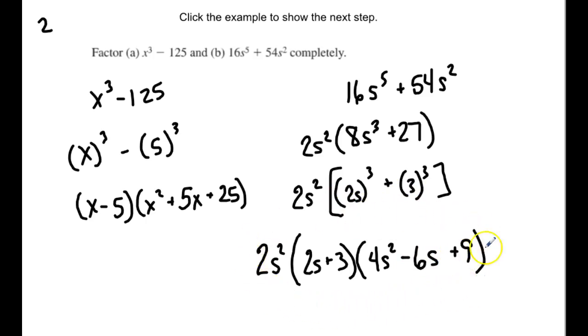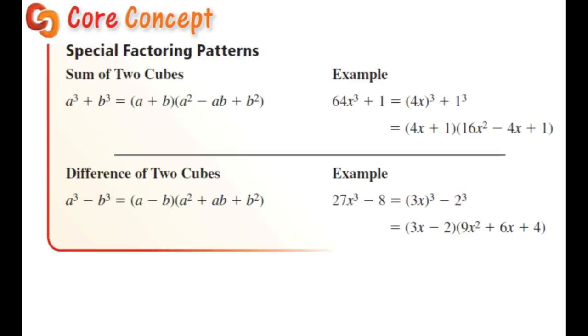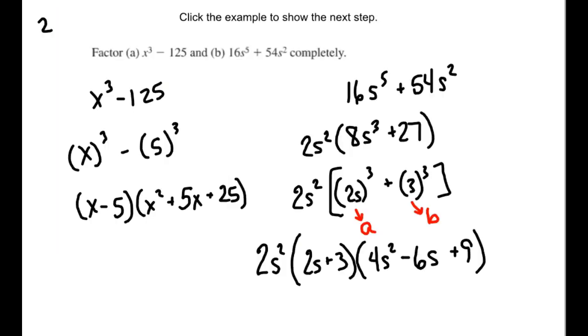So all I've done here is I've taken my a, and this 2s is my a, and this 3 is my b. So now that I figured out what my a and b are, I can go back and use these patterns to get me there. Now I look and I double check, and that's as completely as I can factor it.